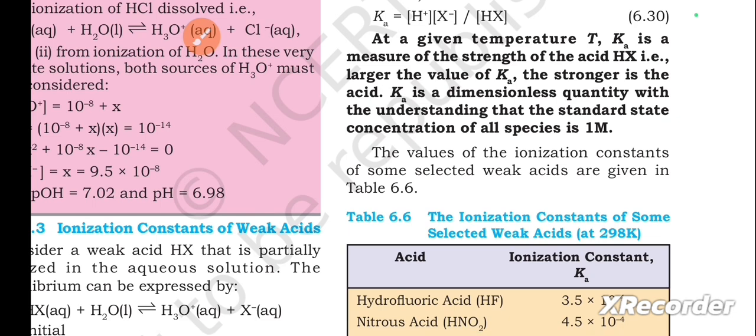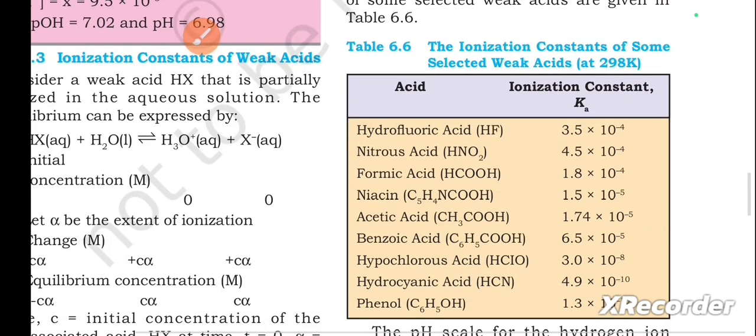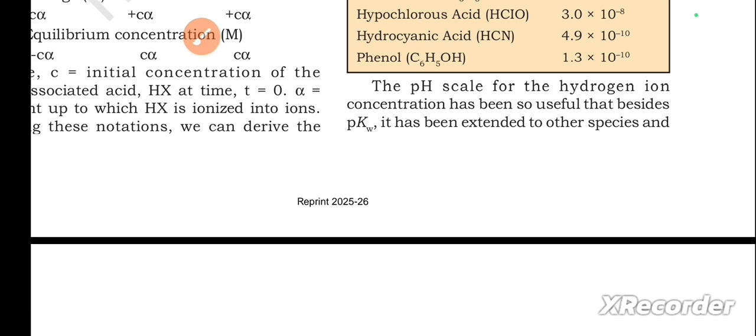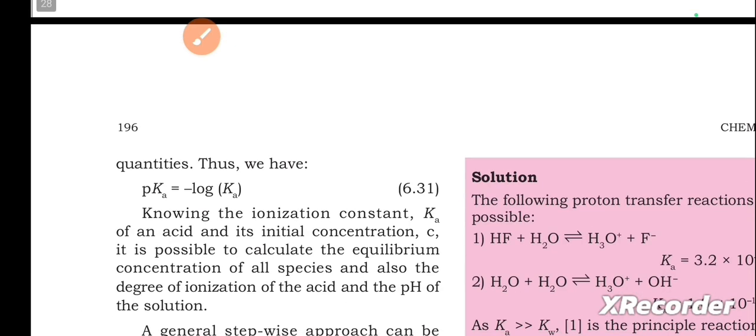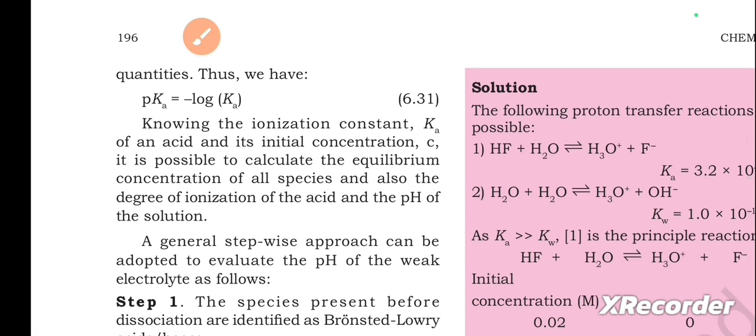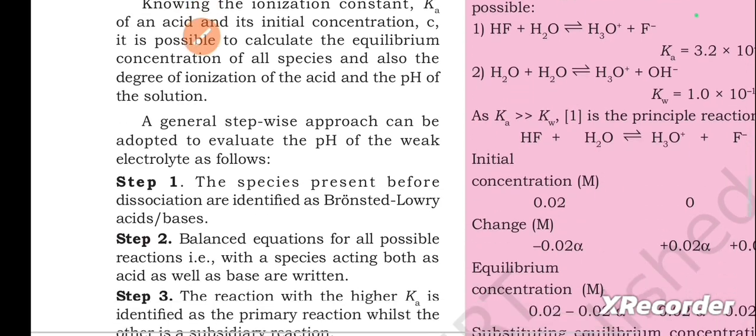The values of the ionization constants of some selected weak acids are given in table 6.6. This is a table, please check it out. The pH scale for the hydrogen ion concentration has been so useful that besides pKw it has been extended to other species and quantities. Thus we have pKa equals minus log Ka. Knowing the ionization constant Ka of an acid and its initial concentration C, it is possible to calculate the equilibrium concentration of all species and also the degree of ionization of the acid and the pH of the solution.